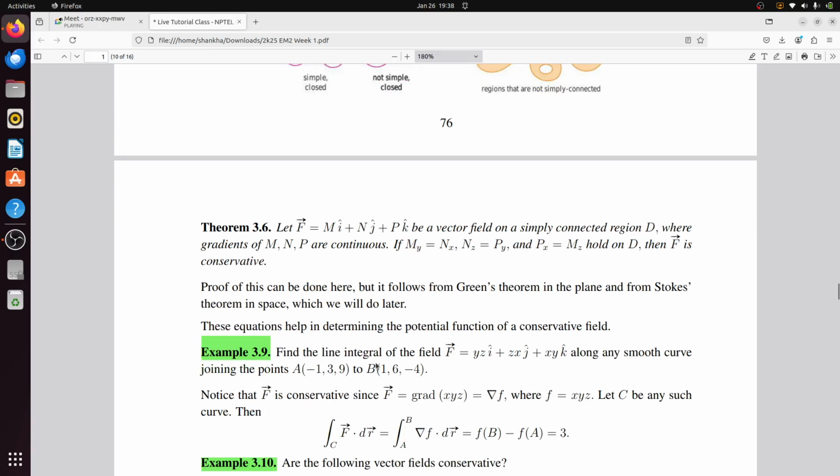Find the line integral of the field F equal to yz î plus zx ĵ plus xy k̂ along any smooth curve joining points.